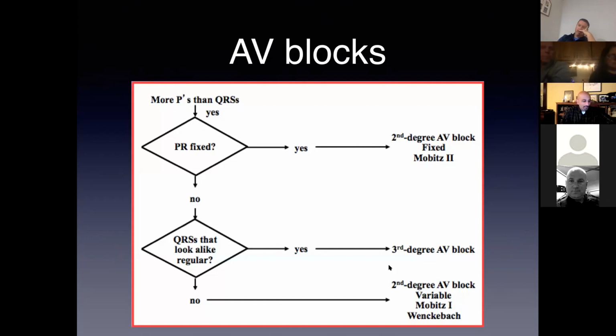So there's a couple of ways to look at this. This is a way that I found, and if this helps you, great. If there's more P's than QRSs, then you know you're in a block. Is that PR interval fixed? If the answer is yes, then it's second degree type 2. If the answer is no, then you go to the next question. Are the QRSs that look alike regular? If the QRSs are regular, then it's third degree. If the QRSs are irregular, it's second degree type 1.